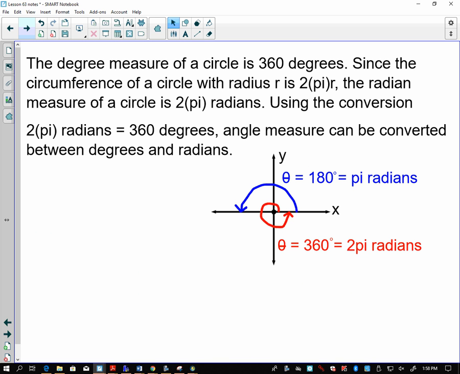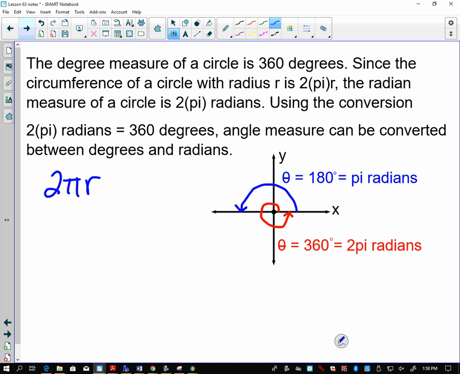Okay, so the degree measure of a circle has 360 degrees. We all get that, I think. Since the circumference of a circle with a radius of r is 2 pi r, we're familiar with that, the radian measure of a circle is 2 pi radians. Using the conversion 2 pi radians equals 360 degrees, angle measures can be converted between degrees and radians, which I've already showed you how to do.